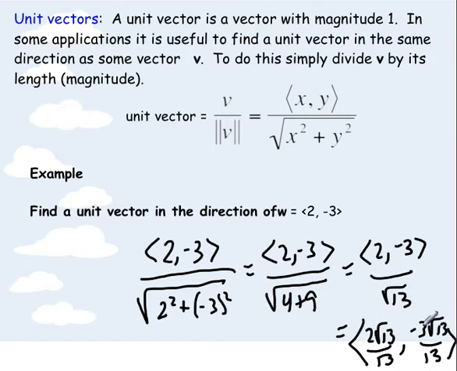So again, what this has now is a magnitude of 1. If you took this vector and found the magnitude using this formula, so you take this, square it, plus this squared, you're going to get a 1. Okay, so that's really the end of the lesson.